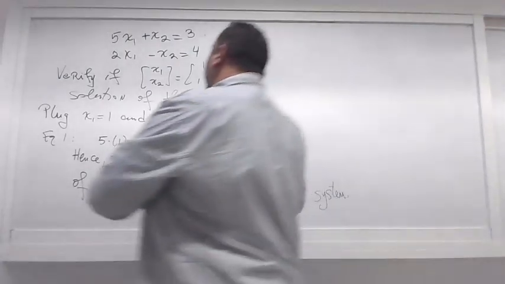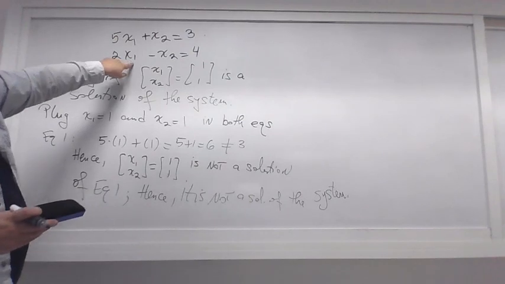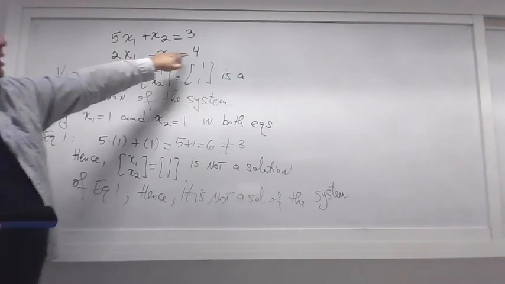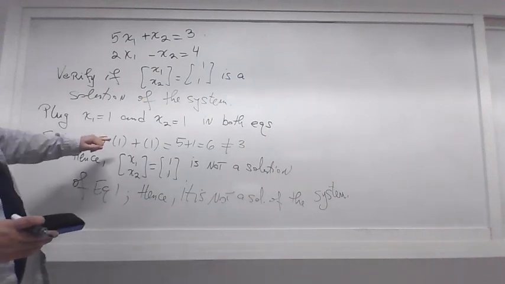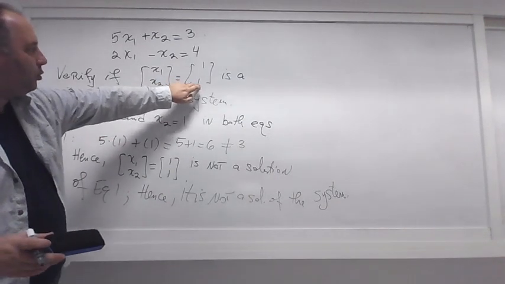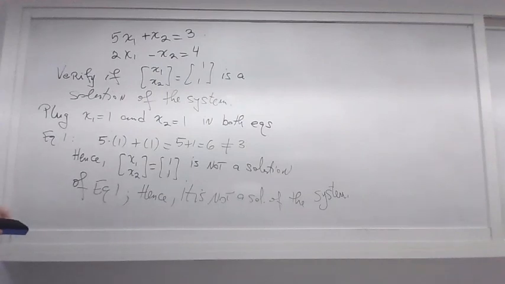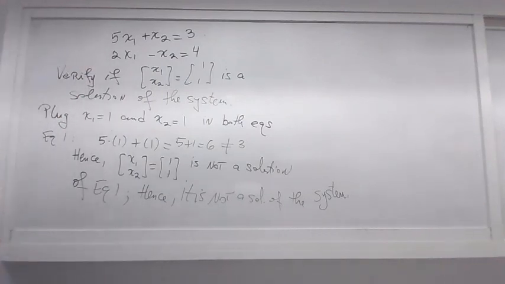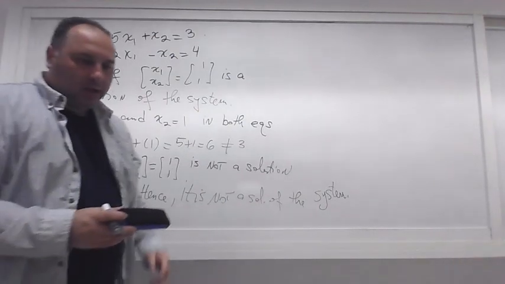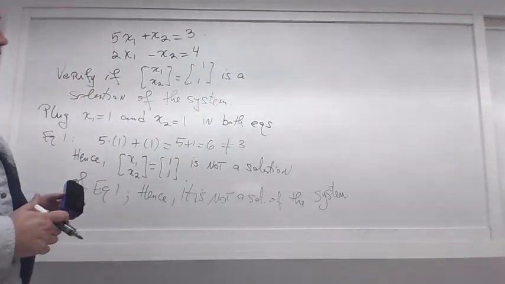Oh, by the way, it's not solving the second equation. 2 times 1 is 2, minus 1 is 1. That's not 4, so it doesn't solve the second equation either. The point being, as soon as our proposed candidate doesn't satisfy one of the equations, well, it cannot be a solution of the system. So that's something important to realize.